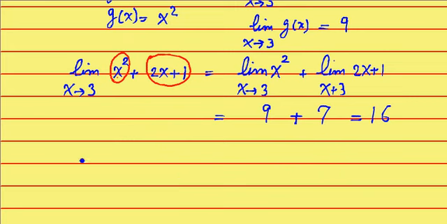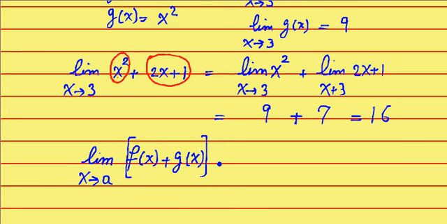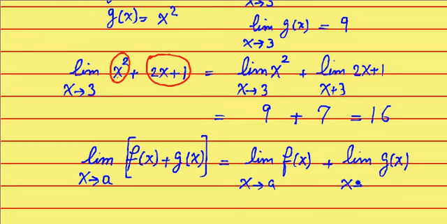This kind of idea is expressed in mathematics with the following rather hard to digest notation. They call it the limit of f of x plus g of x as x approaches some number a is the same as the limit of the first one and the second one calculated separately and then added to each other.